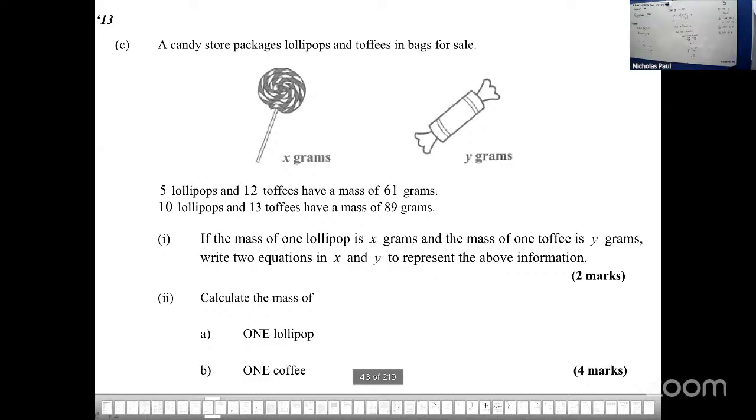Right, so I'm just checking your equations to make sure we have the same thing. Lollipop is X, poppy is Y. So 5X plus 12Y is 61. You all got that? And next is what? 10X plus 13Y is 89. That's one of your big mistakes, sometimes with the first thing you write.